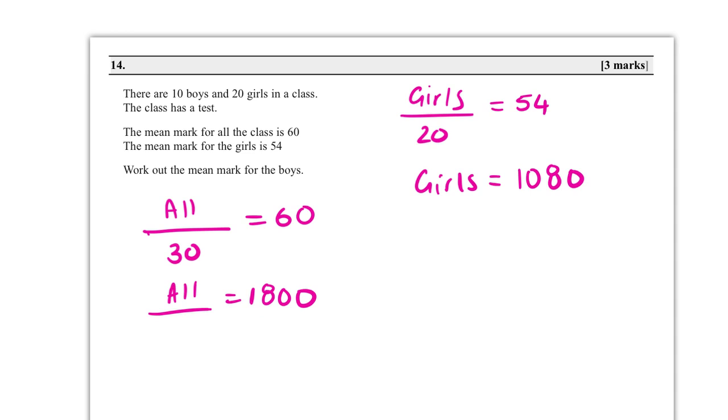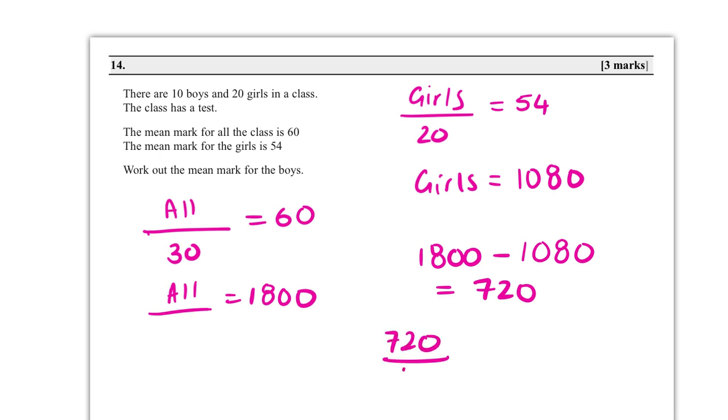So how am I going to find out how much the boys' total is? So you take the total, 1,800, and then minus 1,080. What do we get? 720. We get 720. Now, if I want to find the mean mark for the boys, how many boys were there? 10. So the total for the boys is 720. Divide that by 10, and we get 72.